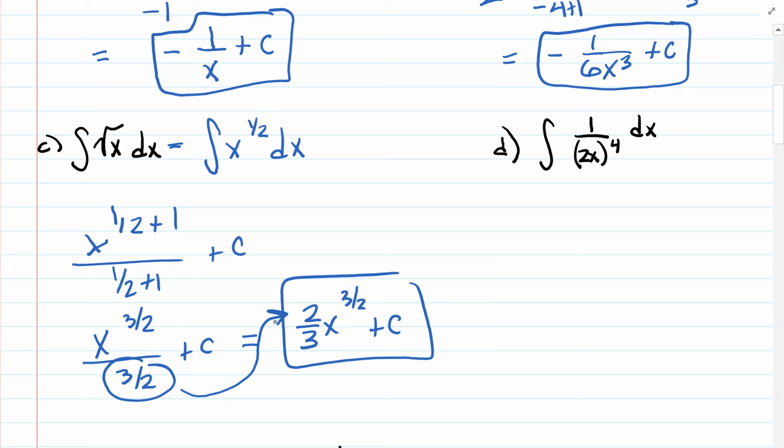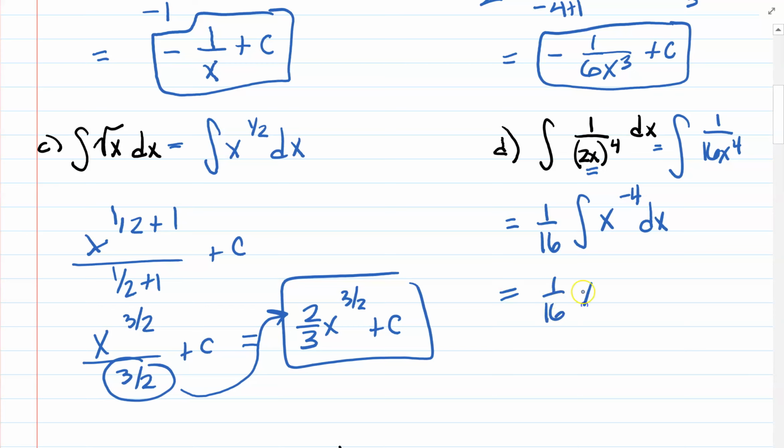Okay, and then lastly here, before I do any calculus, I'm going to raise the entire denominator to a power of 4. So this is going to give me the integral of 1 over 2 to the 4th is 16, and then x to the 4th. Then I'm going to rewrite that as 1/16 times the integral of x to the negative 4 dx. So hopefully you guys are seeing this constant being pulled through. This is going to be 1/16 x to the negative 3 over negative 3 plus c, which is then going to give me negative 1 over 48 x cubed plus c.